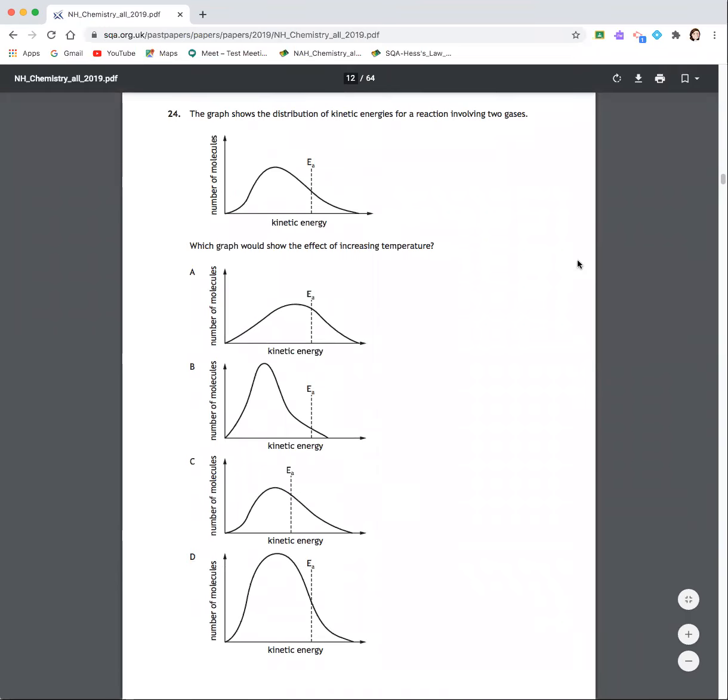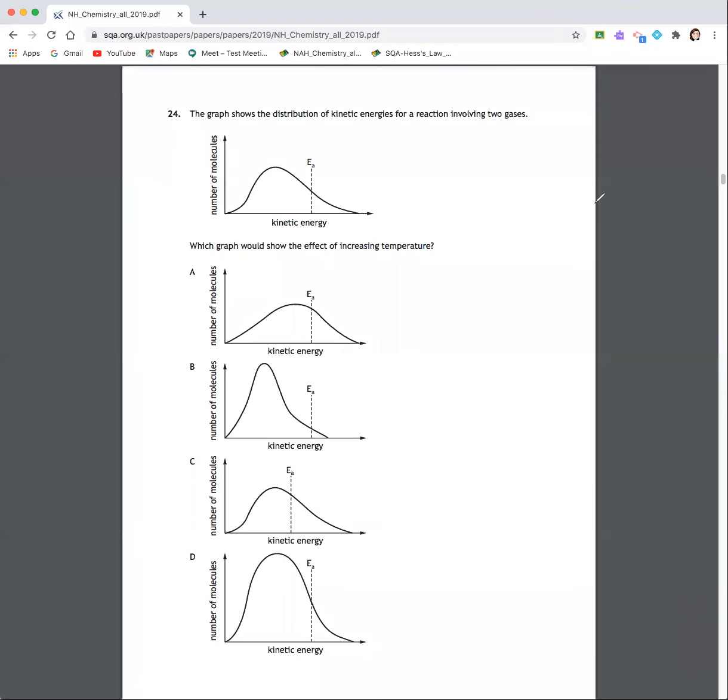Question 24. Which graph would show the effect of increasing temperature? So temperature changes the kinetic energy of the particles. The only thing that can affect the activation energy is the catalyst. Okay, so that activation energy line is not going to move, which means that C can't be an answer, because it's shifted back to show the catalyst being added.